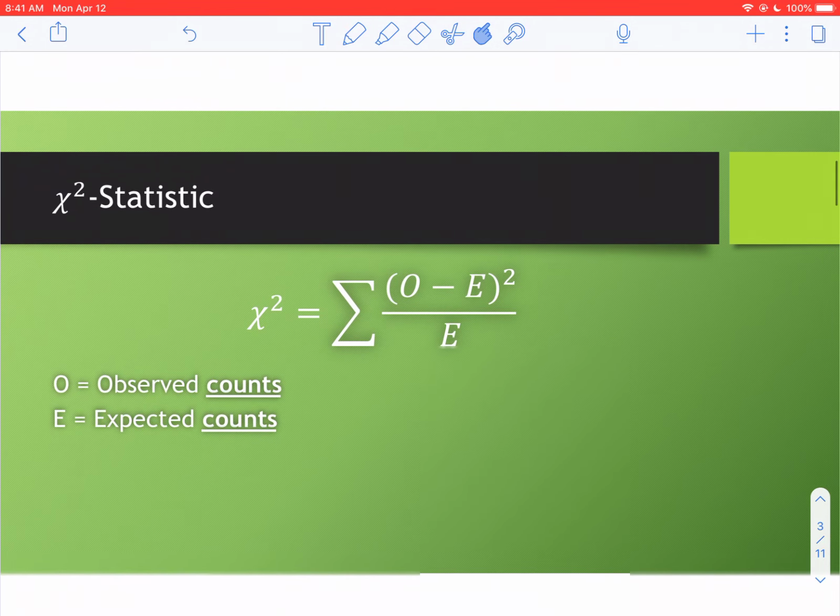Okay. So now remember, for all of these, you use the same chi-squared statistic. It's the sum of all the observed values minus the expected values squared over the expected value. And basically what that means is we find the difference between observed and expected, and we have some sort of way of measuring how strong that difference is, how far off the observed is from the expected.